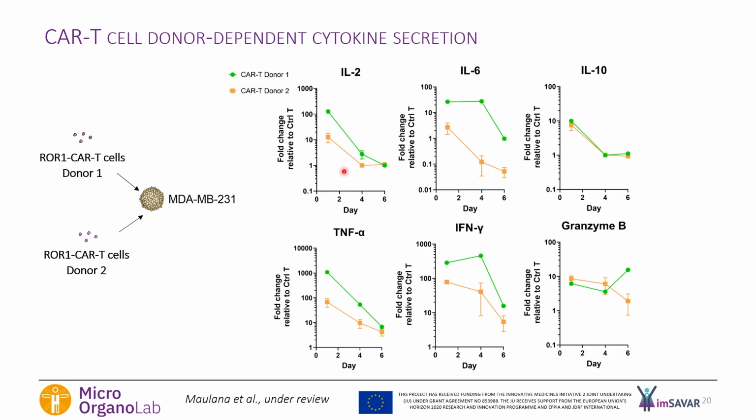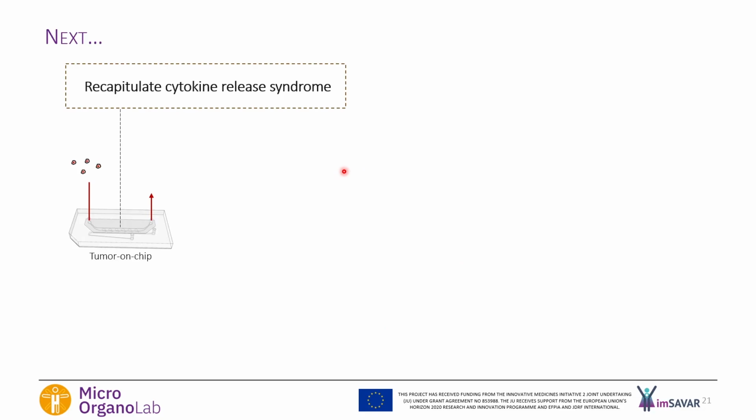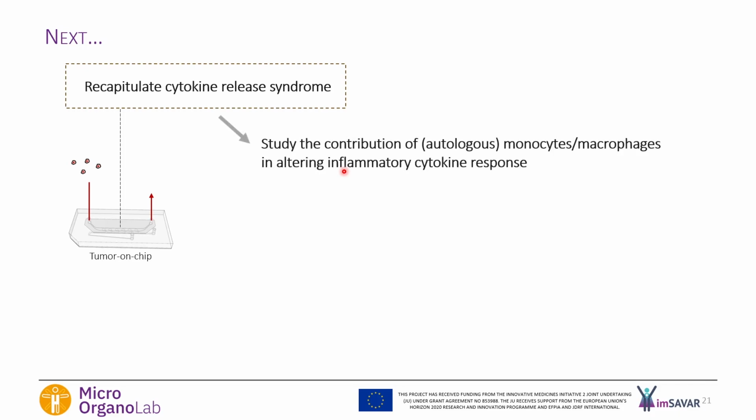So the differences in cytokine response are caused not only by the target cells, but also by the quality of the CAR T cells. Whether or not this means it will be risky for patients because of cytokine release syndrome, we don't know yet, and this is something we would have to investigate next. Because we can now recapitulate cytokine release syndrome, the next thing to study is the contribution of autologous monocytes or macrophages in altering this inflammatory cytokine response, because these are the cell types that secrete most of the cytokines clinically.